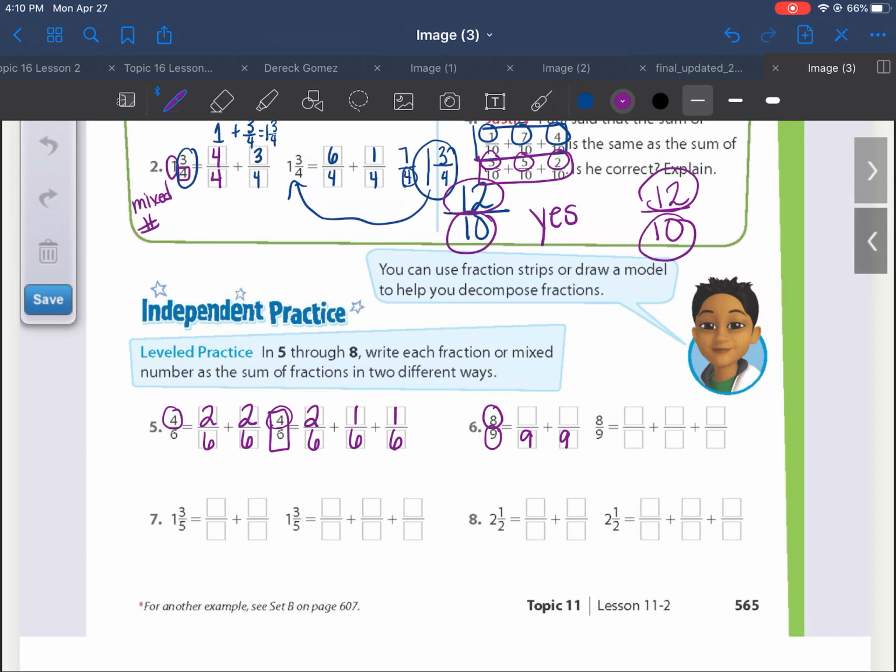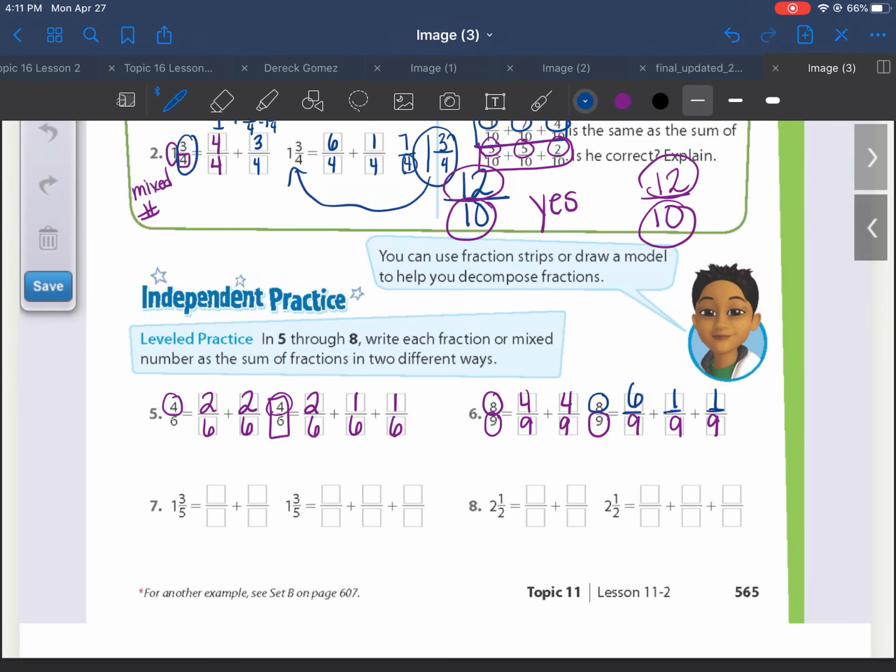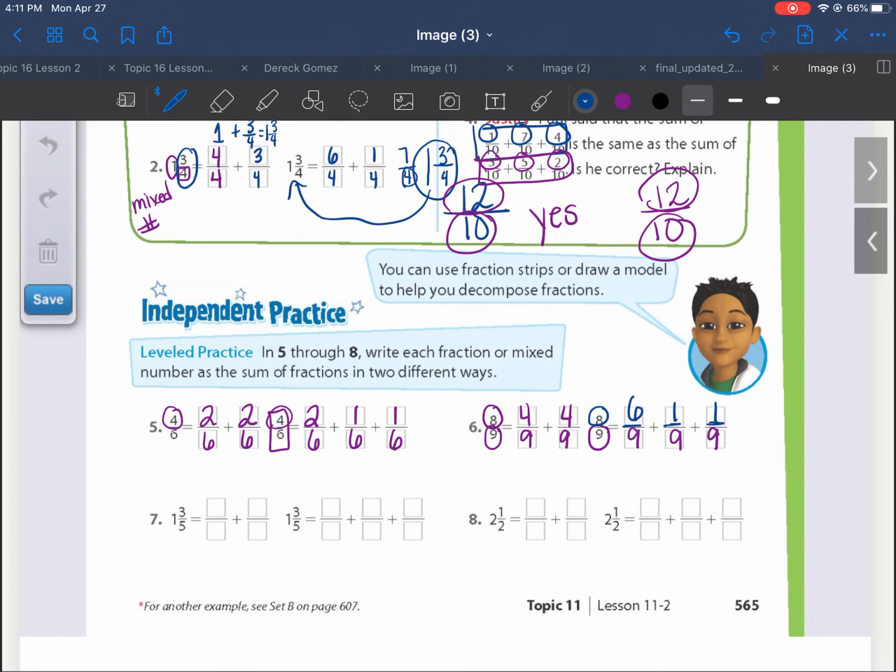Number 6. For number 6, the denominator is 9 and my numerator is 8. What 2 numbers can I add that will give me 8? We could say 4 plus 4. In the next fraction, the denominator, remember, is going to be the same. What 3 numbers can I add that will give me 8? I could say 6 plus 1 plus 1. You could have also said 5 plus 2 plus 1. They're both going to give you 8.